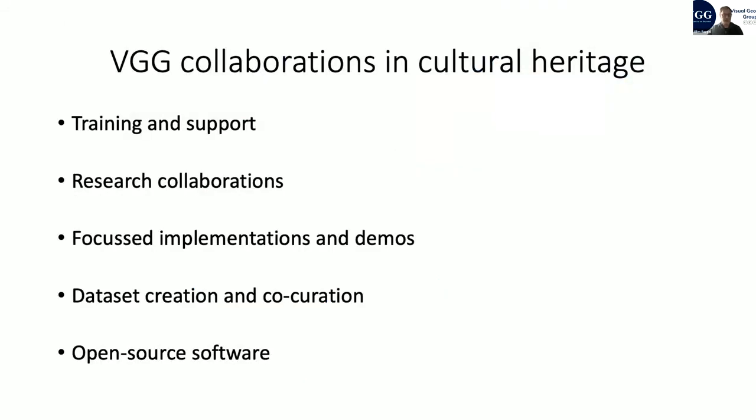So this is the kind of activities that VGG does through its collaborations in cultural heritage. We offer training and support. We carry out collaborations directly with researchers and institutions in cultural heritage. We do focused implementations and demos using research questions and materials in that sector. We're involved in co-creating data sets and making them available for reuse. And we provide open source software.